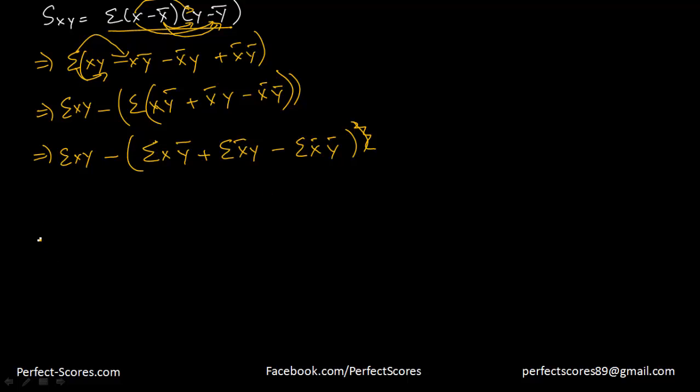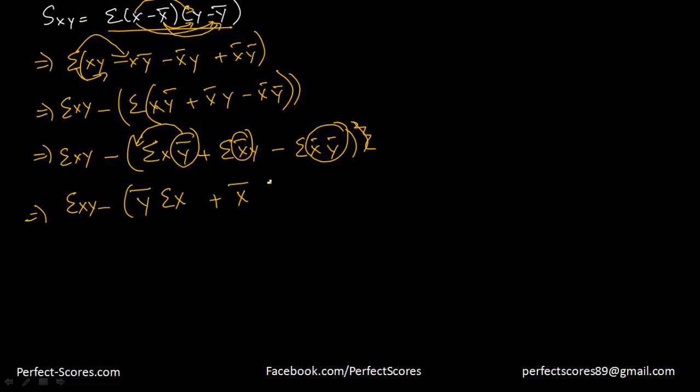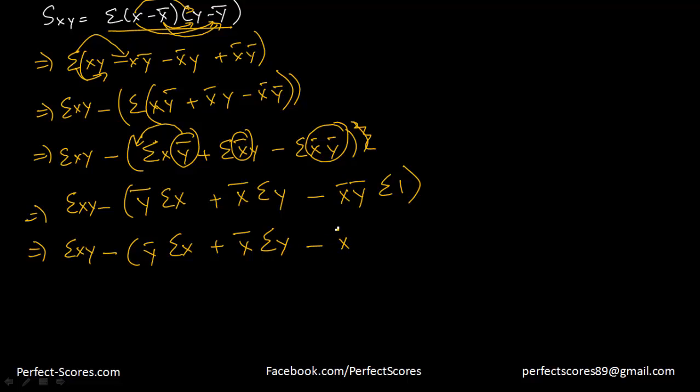So this is what I have, and now it's going to be summation of xy minus, now as you know, y bar and x bar, which are the mean values, they are constants, so constants are going to come in the front. So I'm going to have y bar into summation of x plus x bar into summation of y minus x bar y bar into summation of 1. So this is going to be equal to y bar into summation of x plus x bar into summation of y minus x bar y bar.